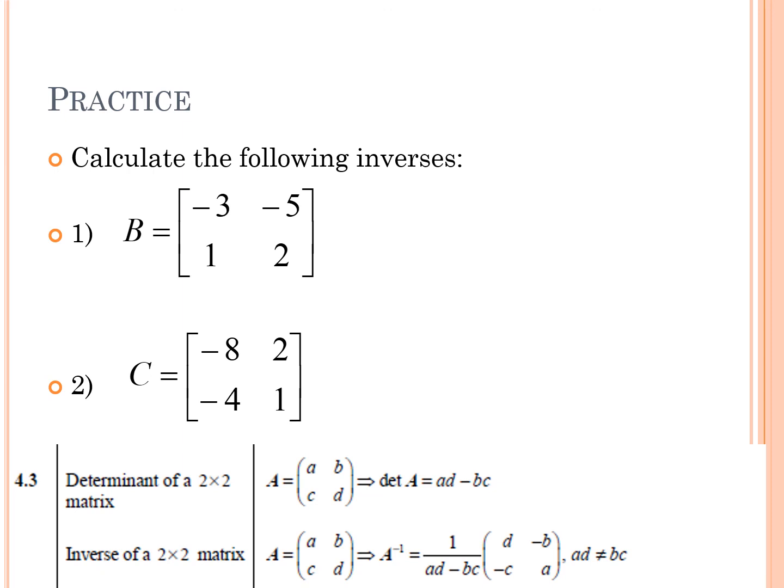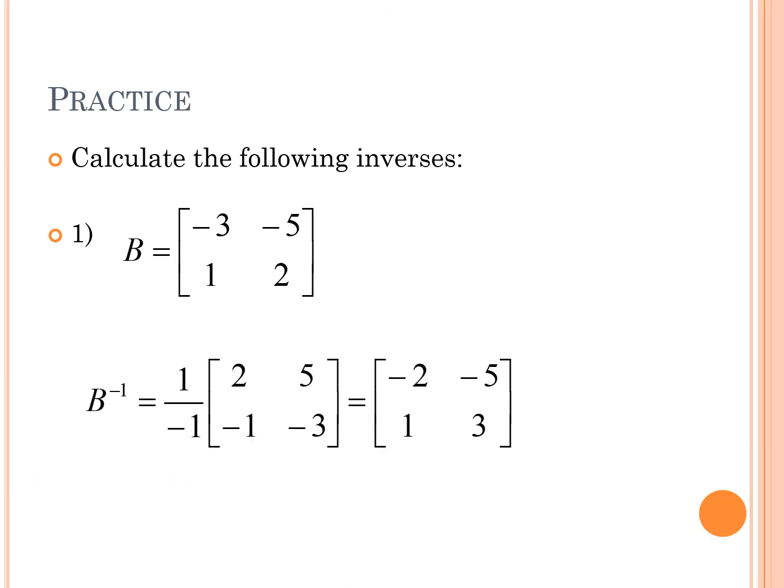All right, so I want you to try this one, calculating this inverse by hand. Go ahead and calculate that inverse using the formula down there on your own. And so we had our determinant of -1. Again, you flip the locations of the -3 and 2, and then you negate the -5 and 1, multiply that scalar through, and we have our inverse.